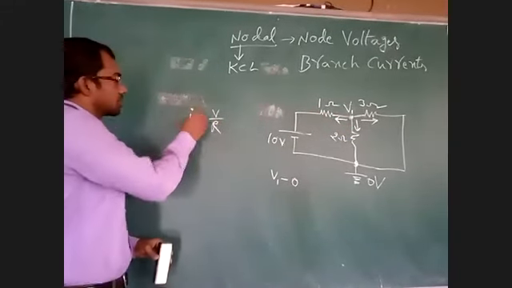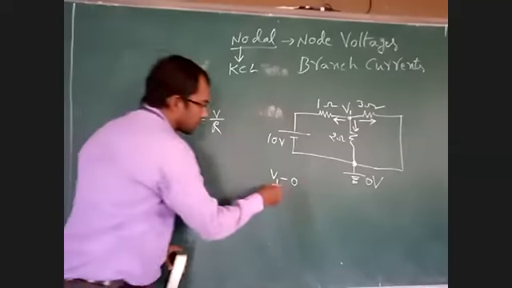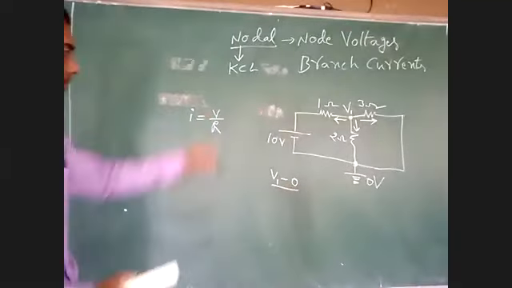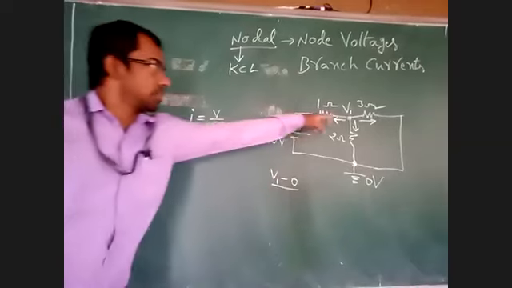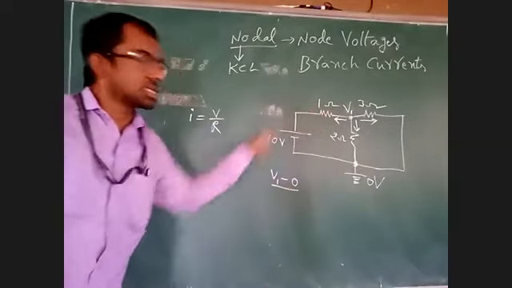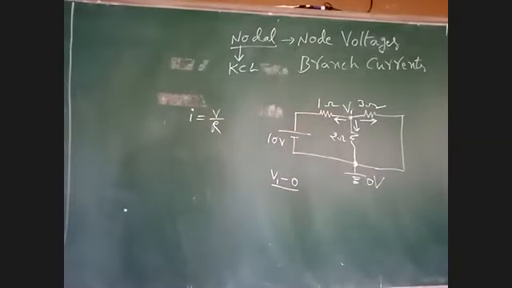So current I is equal to V by R. V, we have written the voltage in this branch. What is the resistance in this branch? 1 ohm. Okay, 1 ohm.